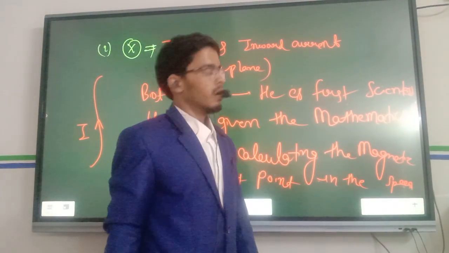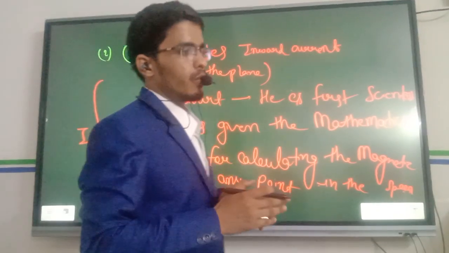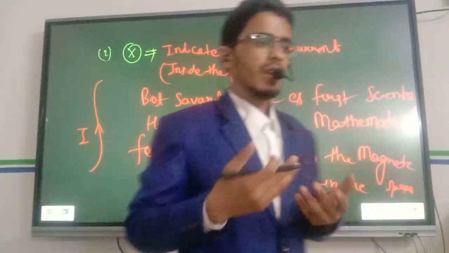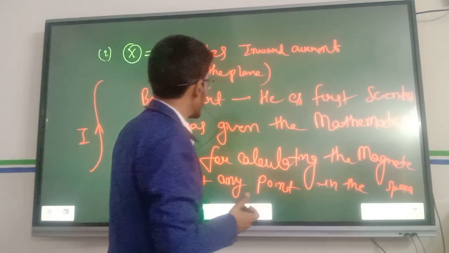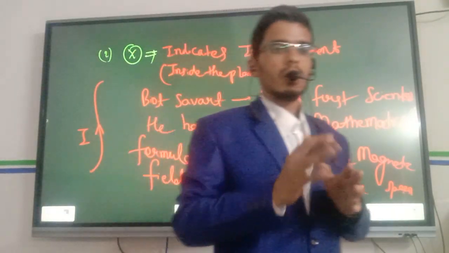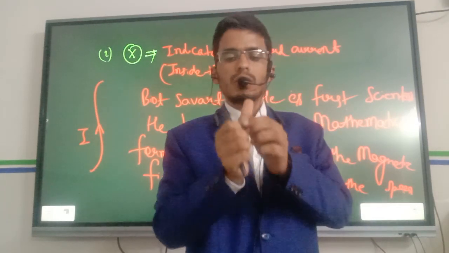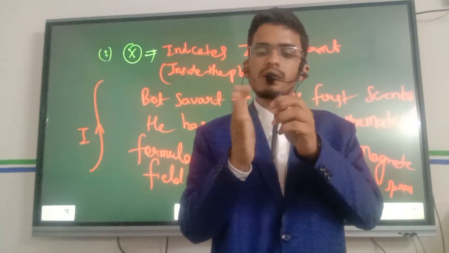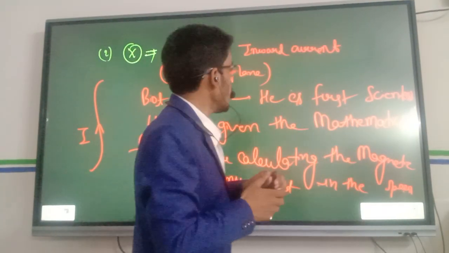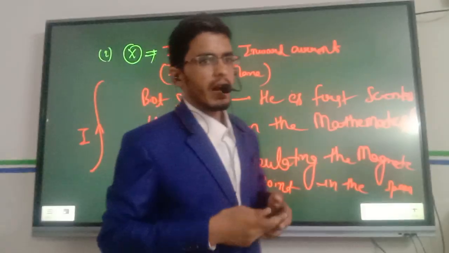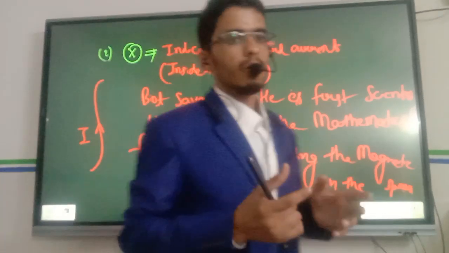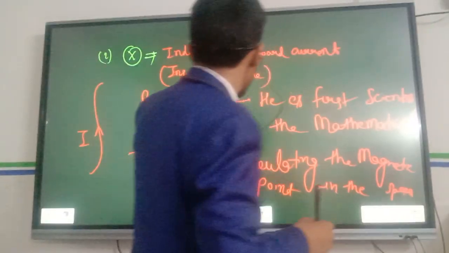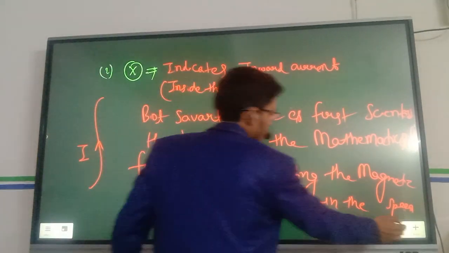Means actually, by using the right hand thumb rule we have already discussed that, according to the right hand thumb rule, first we put our thumb in the direction of current and the remaining fingers indicate the direction of magnetic field. Now what is the value of magnetic field at a given point? For calculating the magnetic field value we have the Biot-Savart law.